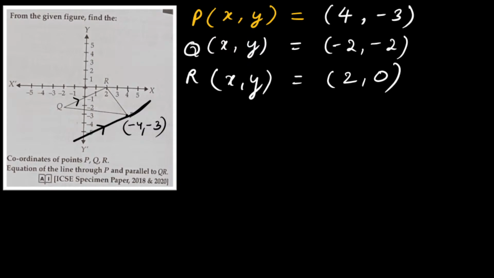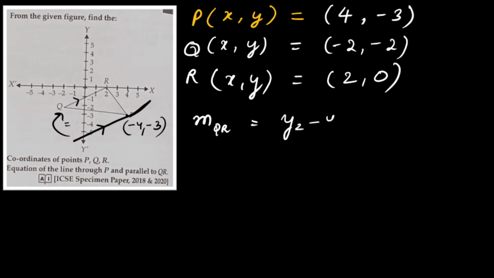If the line is parallel, slope should come to your mind. The slope of the required line is equal to the slope of QR, because parallel lines have equal slopes. So let us find the slope of QR. We can find it using the slope formula, because we have both the coordinates.